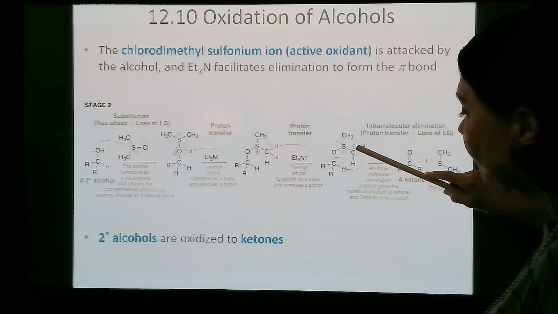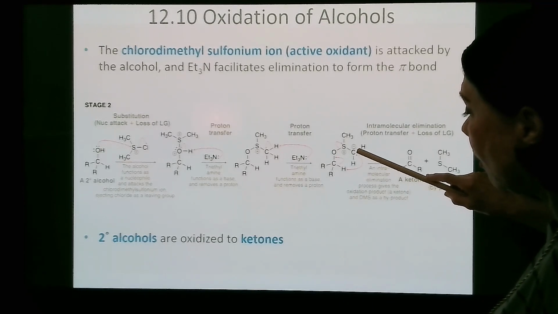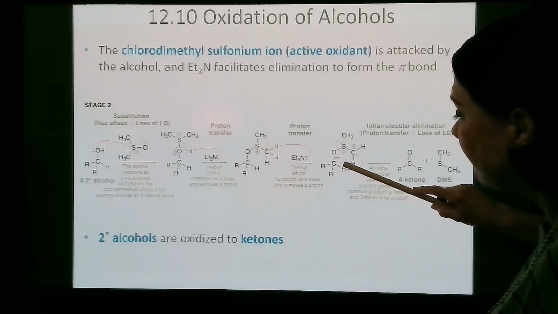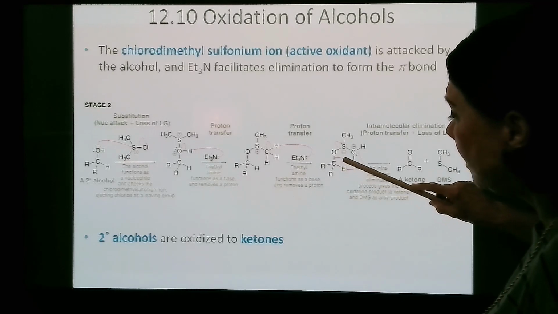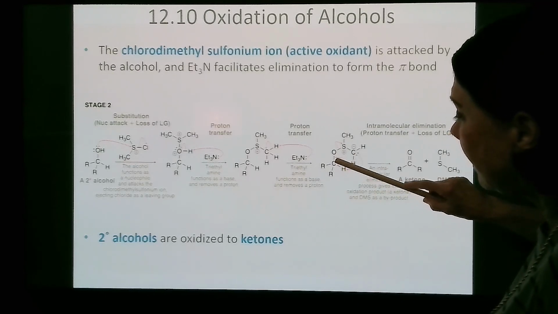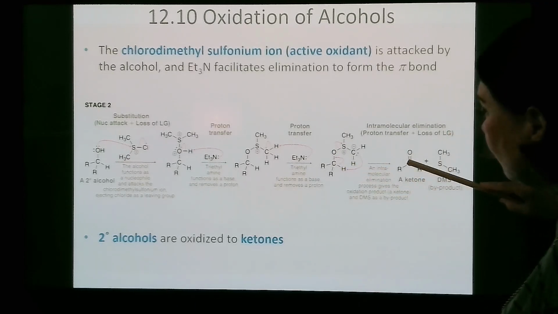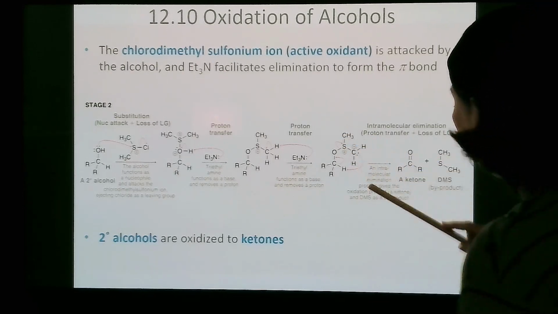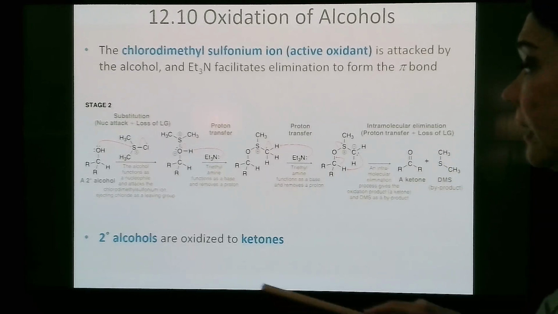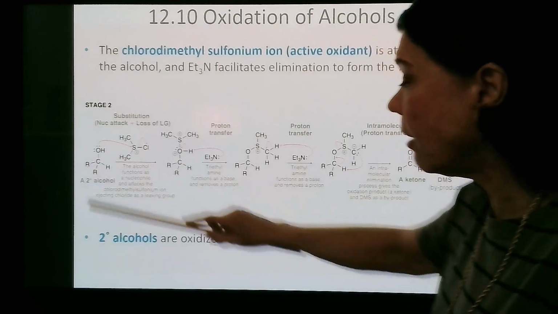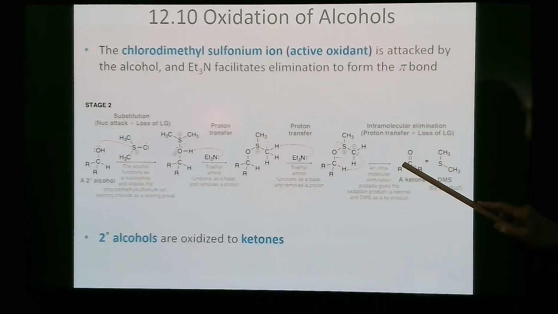So the pair of electrons here on this carbon comes in, plucks off a proton, and the pair of electrons in the CH bond moves up to become the double bond of the carbonyl, and this is your leaving group. So dimethyl sulfide is the byproduct. And so you have transformed the secondary alcohol into the ketone.